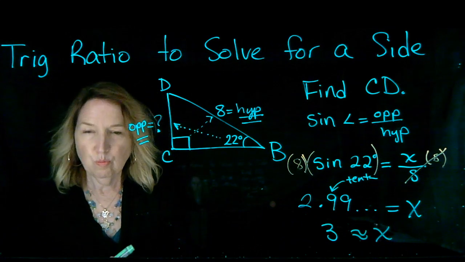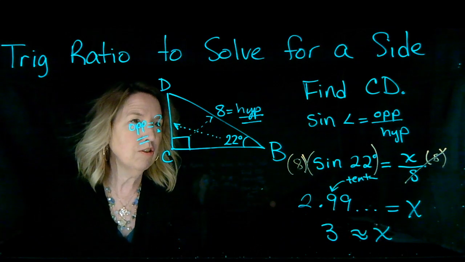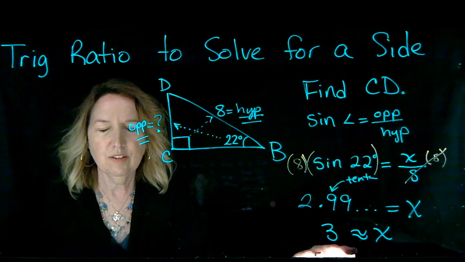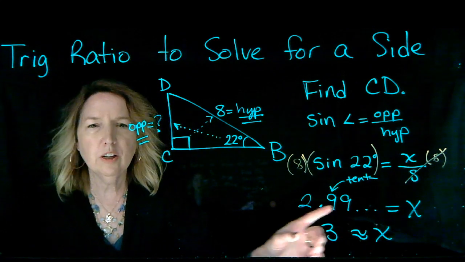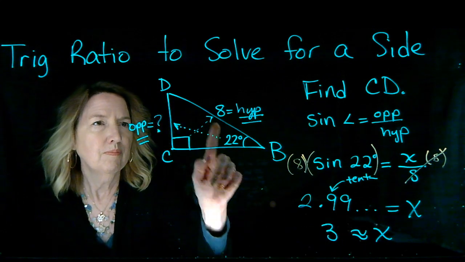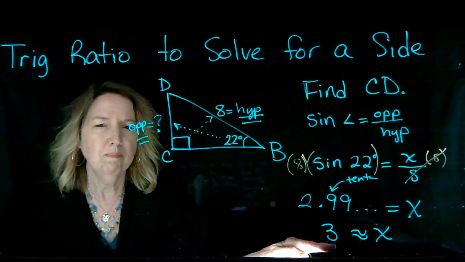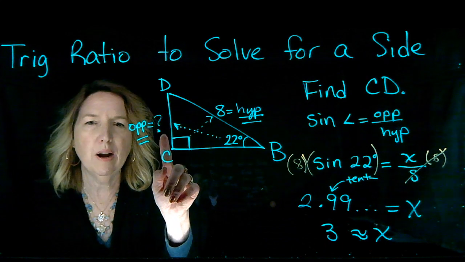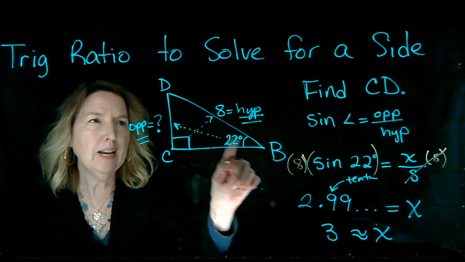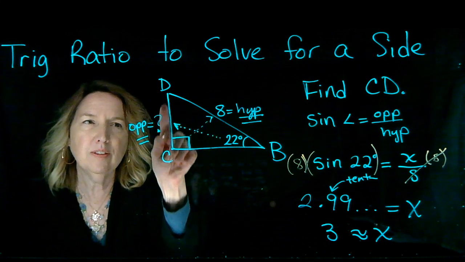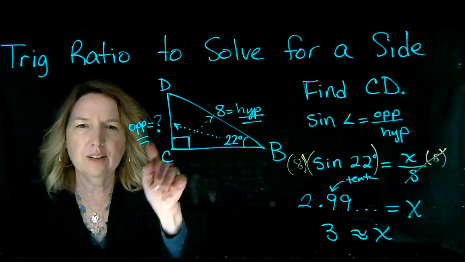And that is one example of using trigonometry to solve for a side. And by the way, look at the picture. Does it look like this side could be 3? It should look right. So if the hypotenuse is 8, I could see how this side would be 3. It seems reasonable.